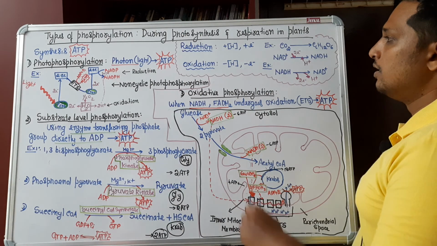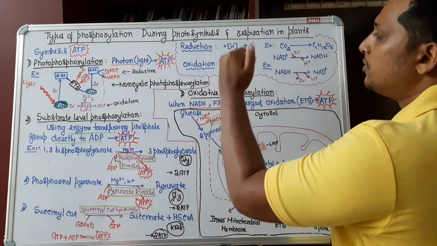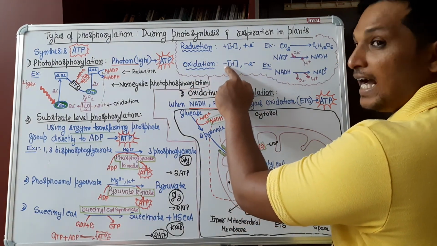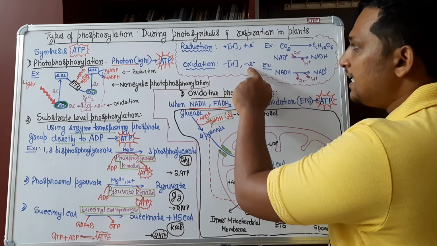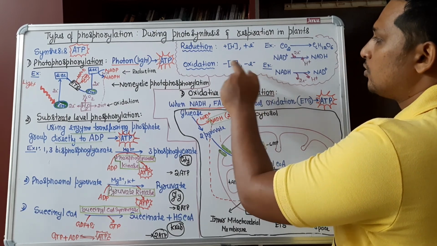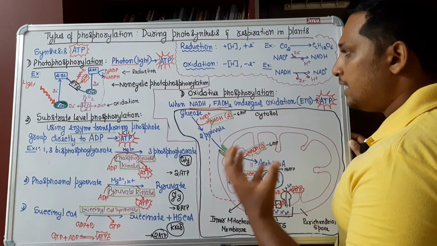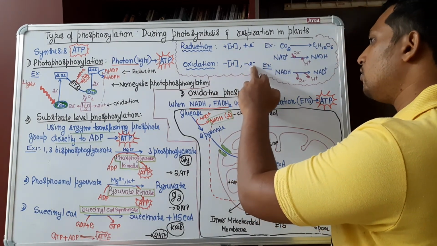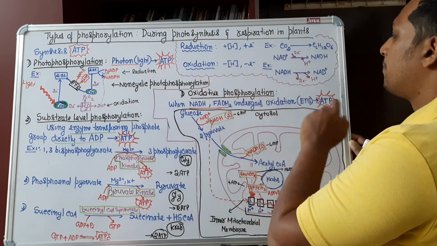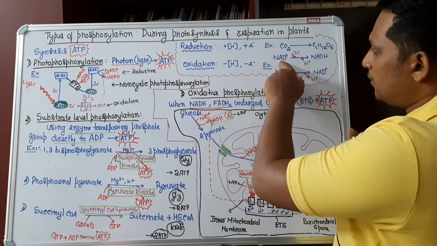Important point to remember. What is oxidation? Opposite of that: losing hydrogen, losing electron. So if the particular substrate is losing hydrogen, it will be losing electron also. That is oxidation. Example. In the first example, look here.